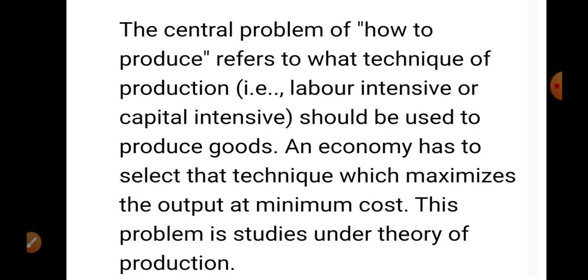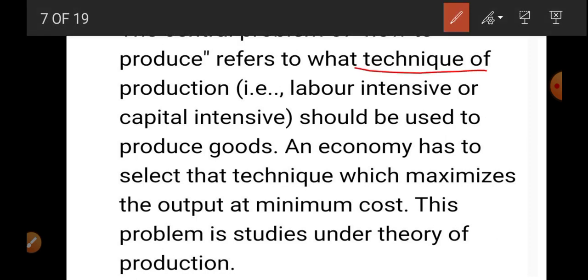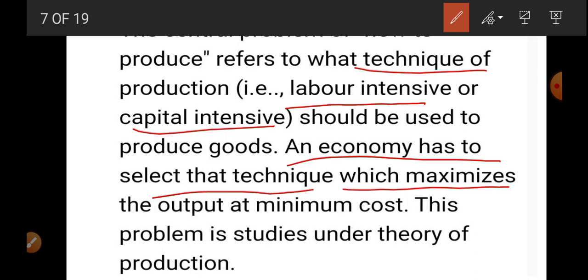Now next is how to produce. How to produce is related to selection of technology. There are two types of technology: labor and capital. Labor intensive means more use of labor. Capital intensive means more use of capital. Now an economy has to select that technique which maximizes the output at a minimum cost.